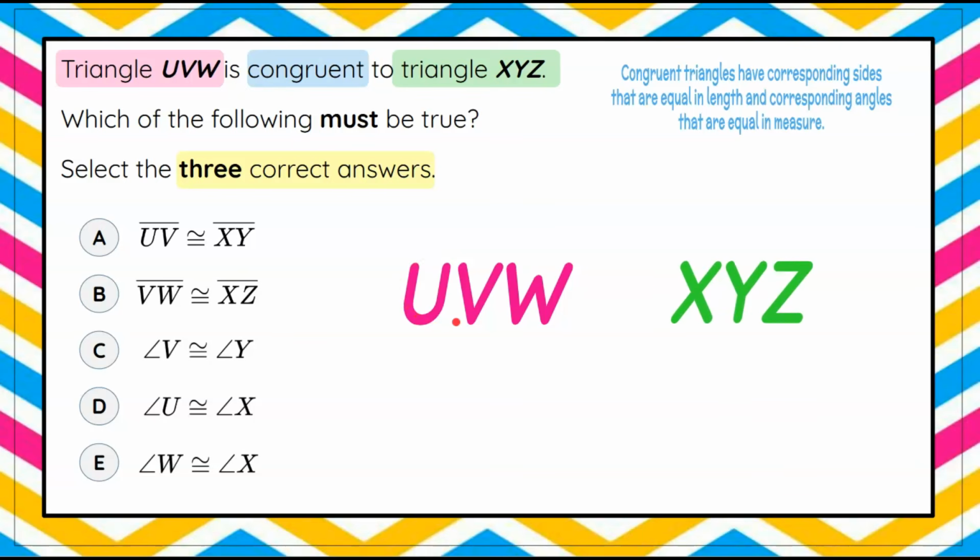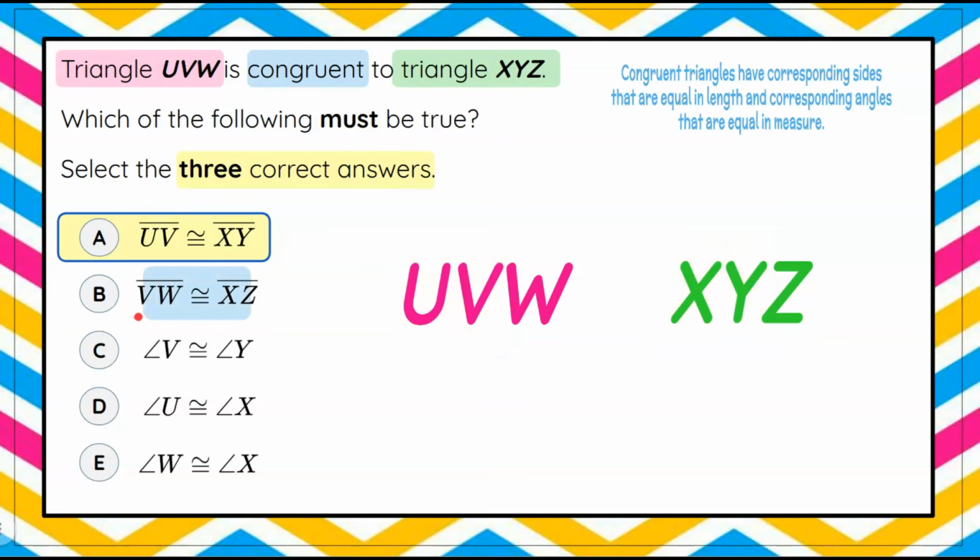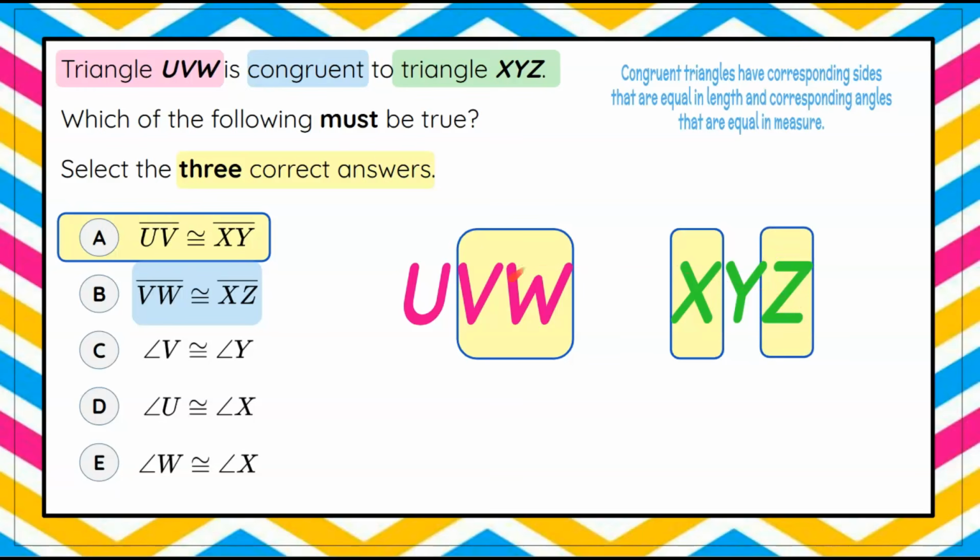So we have triangle UVW and triangle XYZ, and we're told here that they are congruent. Knowing that congruent triangles have corresponding sides that are equal in length and corresponding angles are equal in measure. So let's go back through this. When we look at UV being congruent to XY, here's UV, they're next to each other, then XY is in the same location of the name. So those are corresponding, and you can say that that is true. Then we're going to look at B, where it was VW, right? And so we go to the name, here's VW, then XZ. So those are not the same. They're in different locations. They do not match up.